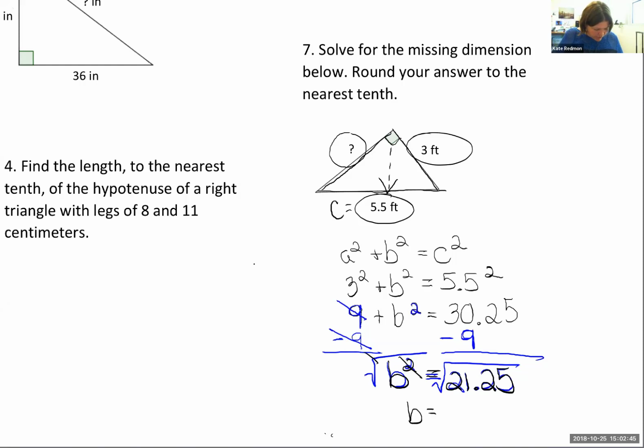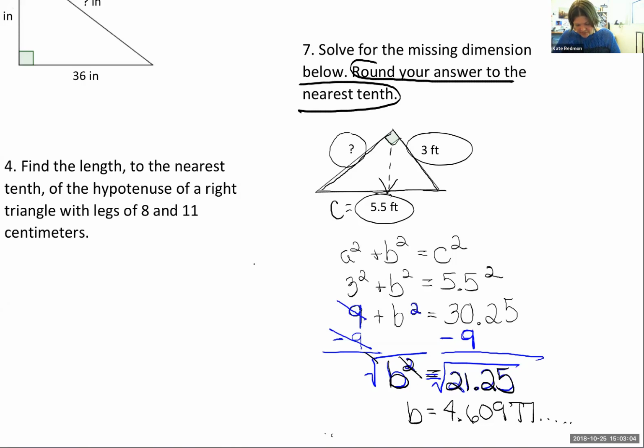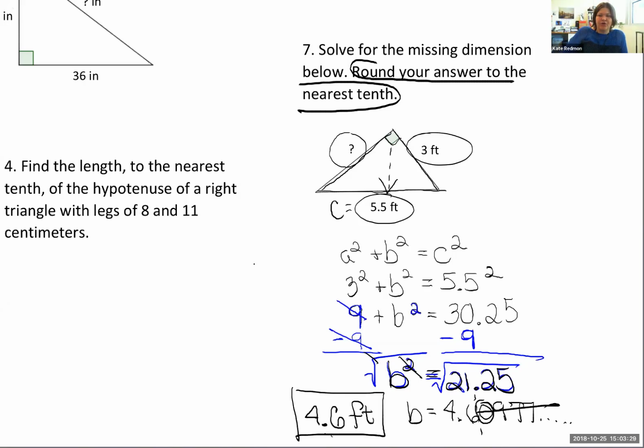I'm going to do the square root of 21.25 in my calculator. No wonder I didn't know it. It's gross. It's an irrational number. It goes on and on forever. I hope there's some rounding directions. Indeed, I see round my answer to the nearest tenth. You told me the tenth was one decimal place. I'll cut it off after one decimal place, look at the next number, see that it's not big enough to matter, and decide that is just 4.6 feet for that length.